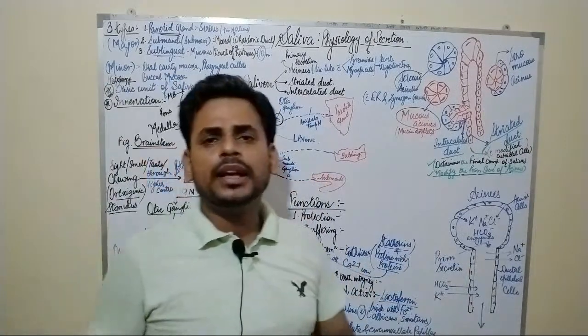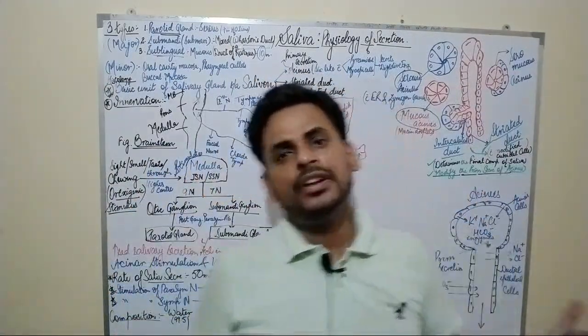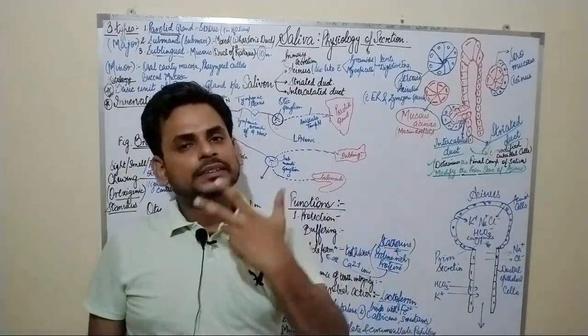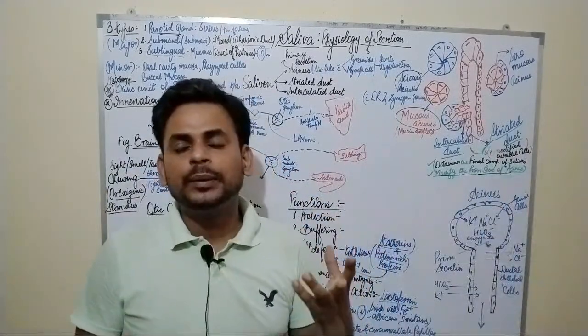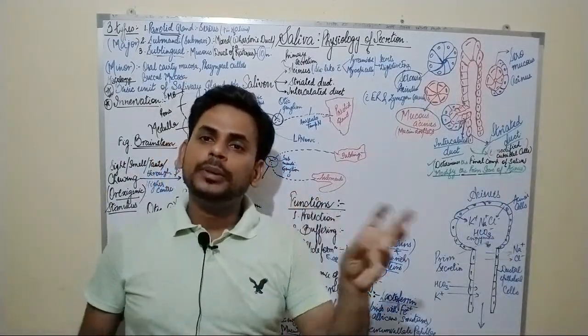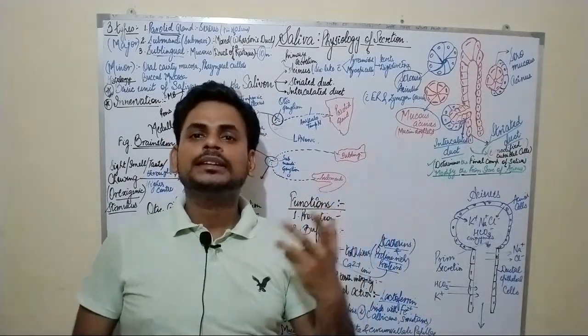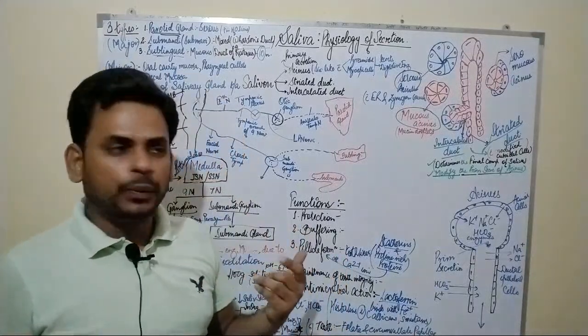So students, in brief, I'll be taking up the functions of the saliva. The first function is protection. How? Because it keeps the oral cavity moist and wet. It lubricates the oral cavity. It lubricates the bolus, and it causes easy passage of the bolus from the mouth through the oral cavity.